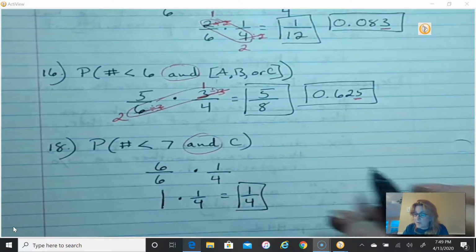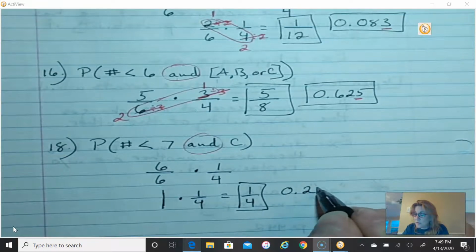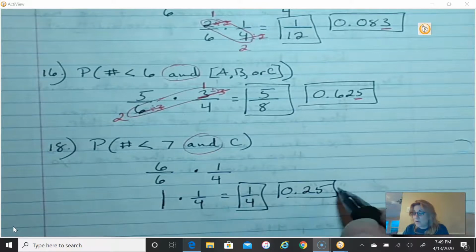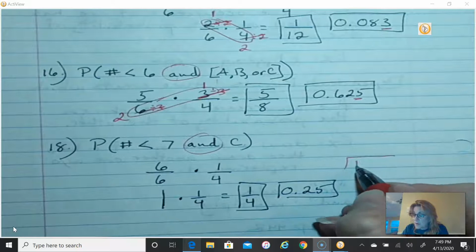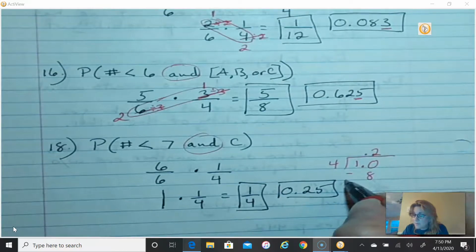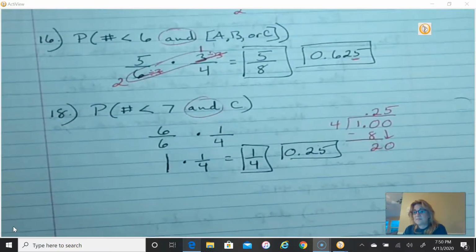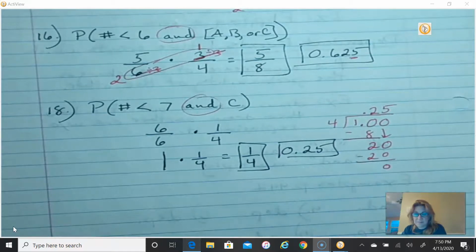Okay, just in case some of you forgot. The decimal form of that is 0.25. Remember, we're dividing 1 by 4 to get 0.25. Just in case you might have forgotten. 4 goes into 10 2 times. Annex a 0. 4 goes into 20 5 times. Just in case you forgot.